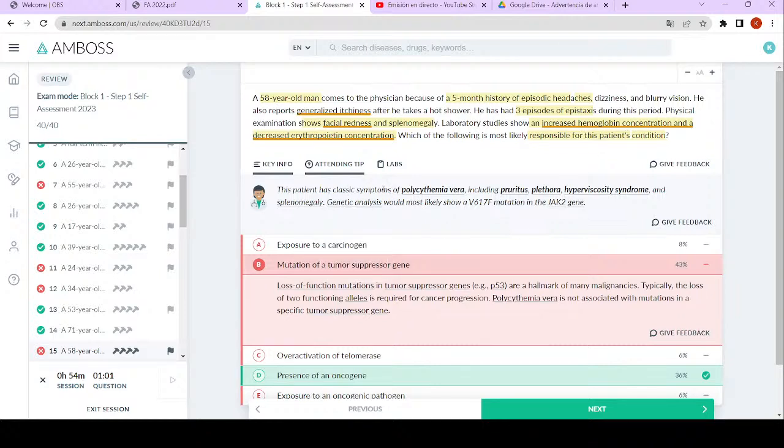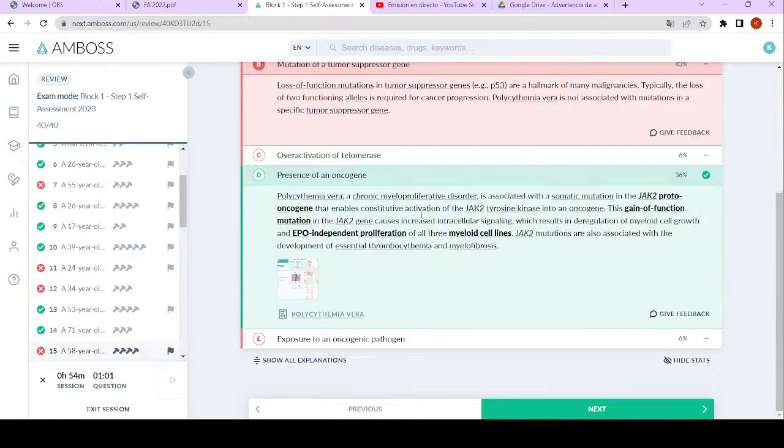This patient has classic symptoms of polycythemia vera, including pruritus, plethora, hyperviscosity syndrome, and splenomegaly. Genetic analysis would most likely show a V617F mutation in the JAK2 gene. So, he has polycythemia vera. You can see because he has increased hemoglobin concentration and decreased EPO concentration, because the kidney doesn't want more hemoglobin. He's 48 years old.